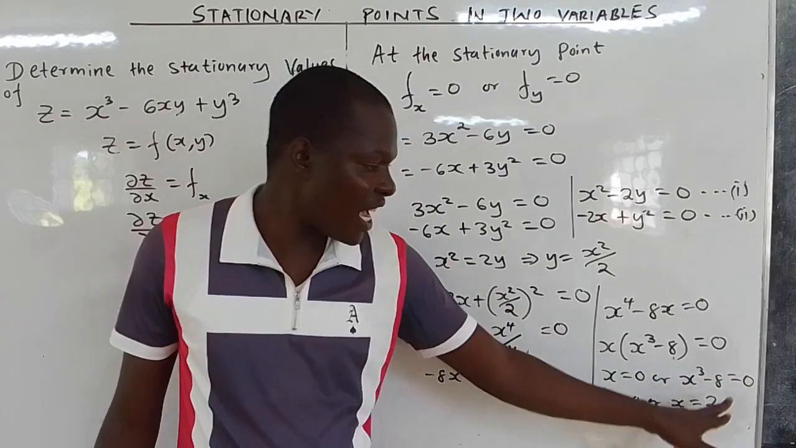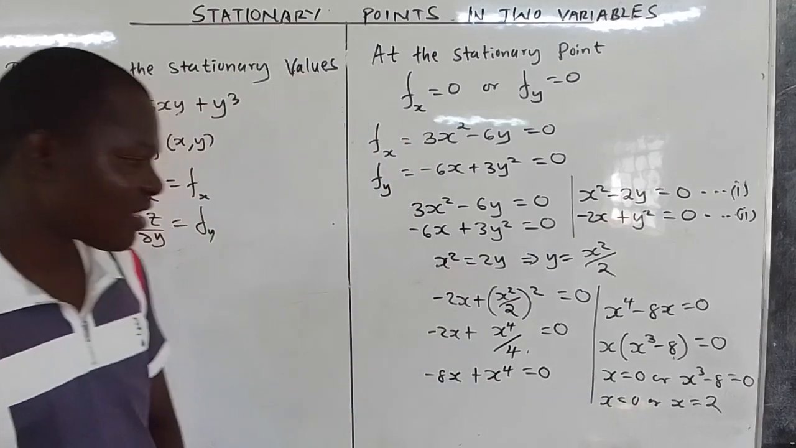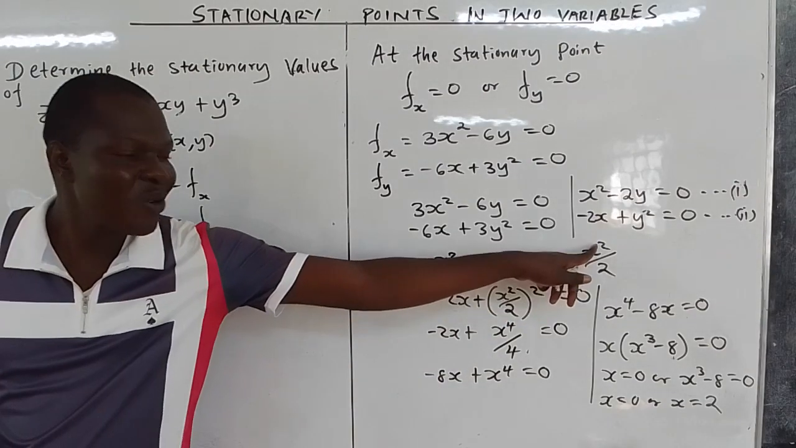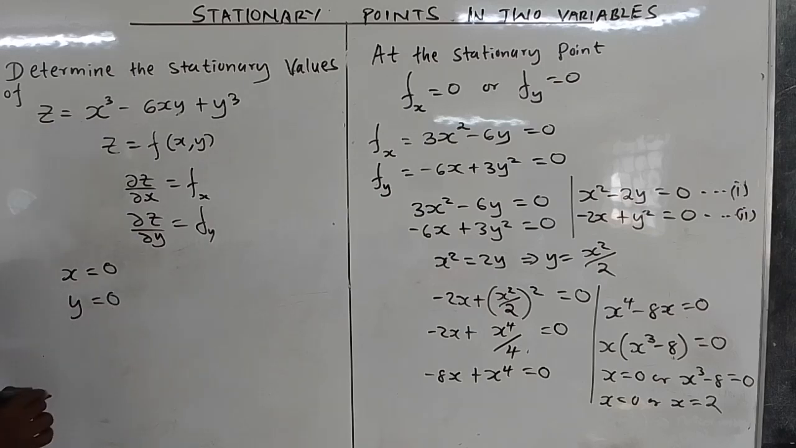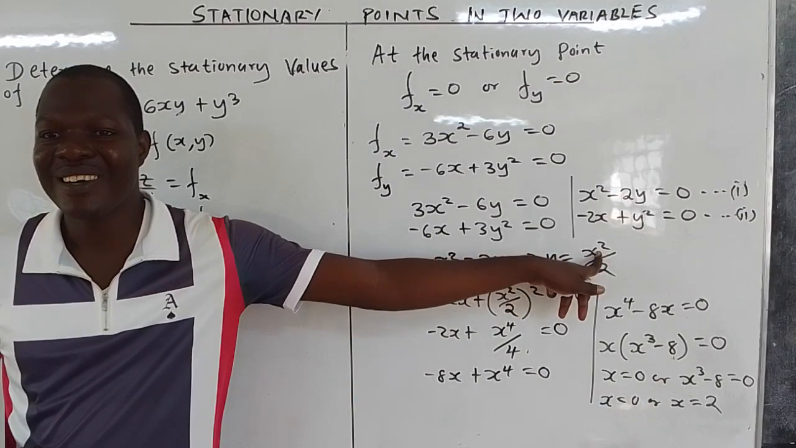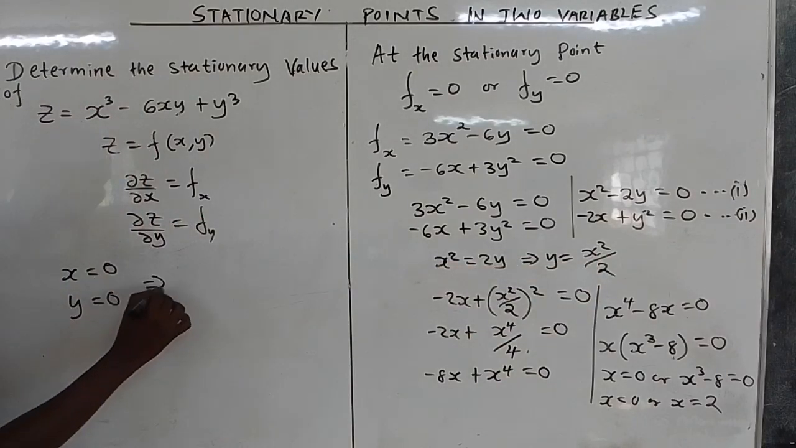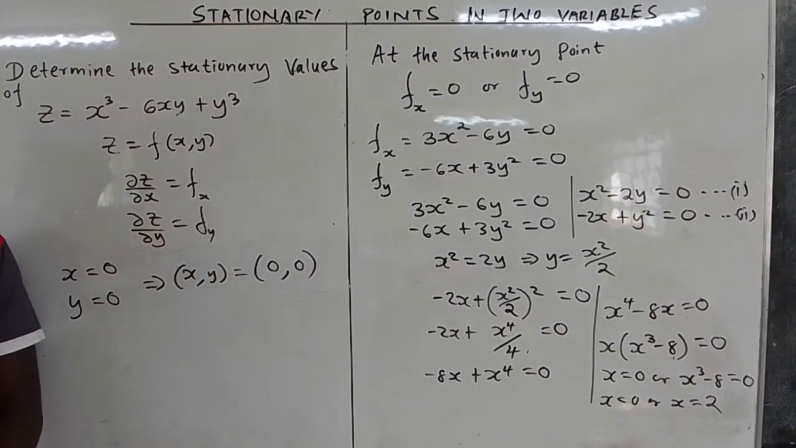The cube root of 8 is 2. Are we together? We found the two values of x. After getting those two values of x, we found x is equal to 0. When x is 0, what is y? y is supposed to be x squared over 2, so y is 0, meaning where there is x, you put 0. So when x is 0, y is 0, which implies this point is in the form (x, y). So the first stationary point is (0, 0). Are we together? Then you move to the next one.